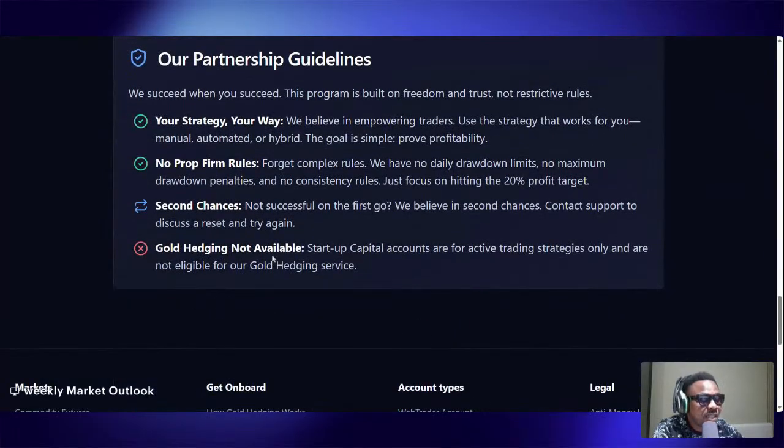Now, no gold hedging. Gold hedging is not available on a startup capital. You know that GFT Ava is the platform that allows you to hedge your asset class with gold, which also prevents you from losing your entire capital. So those of you using GFT, I know that you can trade automatically with them, and they can hedge your account with physical gold.